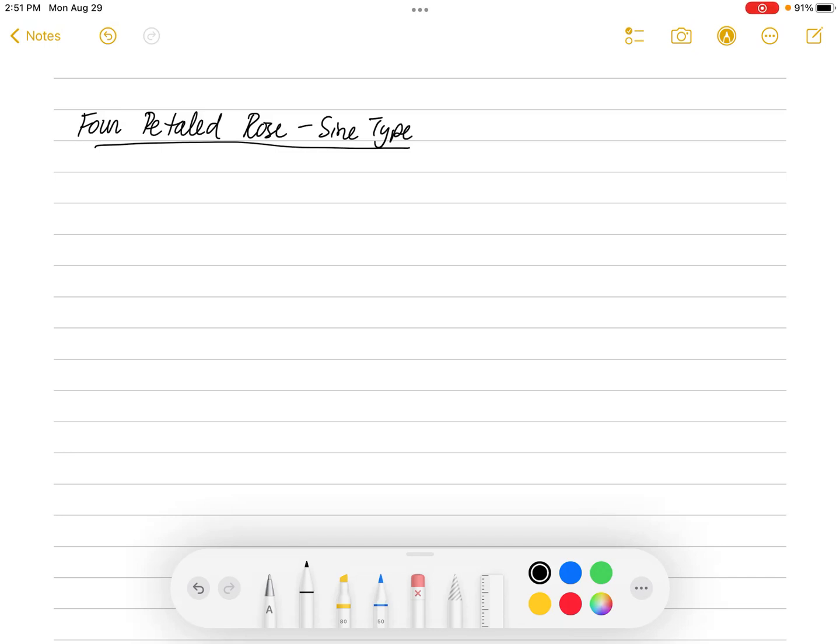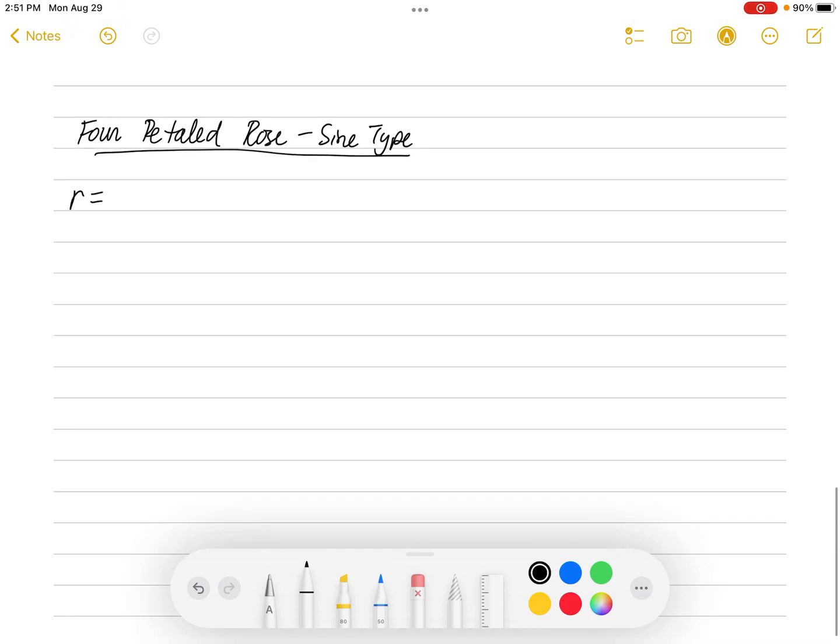So now we want to look at some more interesting figures that result from polar equations. This one's a rose. We're going to look at different types of roses. This one's called a four-petaled rose of a sine type. So it looks something like this, if you have r equals a sine of 2 theta.